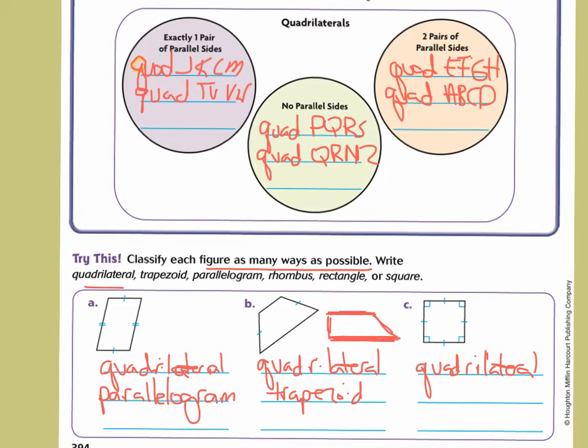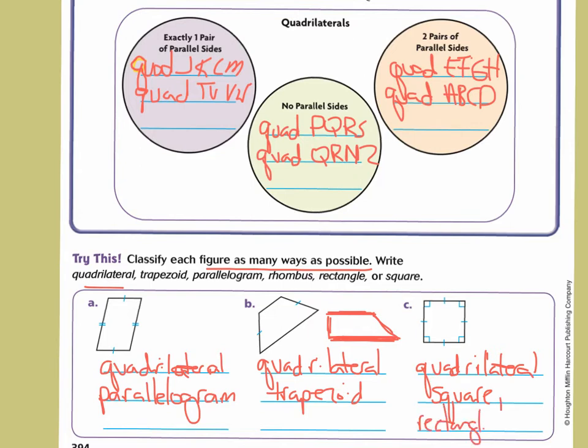And lastly, this is pretty easy. This one I actually have several. It's definitely a quadrilateral. It's definitely a square. And remember, a square is a rectangle because a rectangle just has to have opposite sides the same length, two pairs of parallel lines, and four right angles. So a square is a rectangle, but a rectangle is not a square.